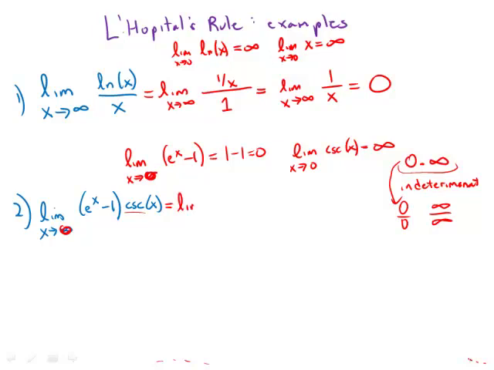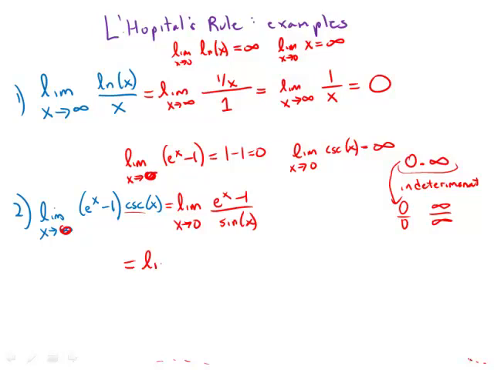So we could write this as the limit as x goes to 0 of e to the x minus 1 over sine x. Well, now the numerator goes to 0 and the denominator goes to 0. So we have a 0 over 0 limit. This is a bona fide indeterminate ratio, and we are now allowed to use L'Hopital's rule.